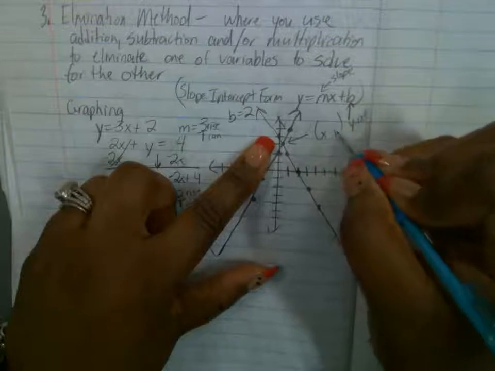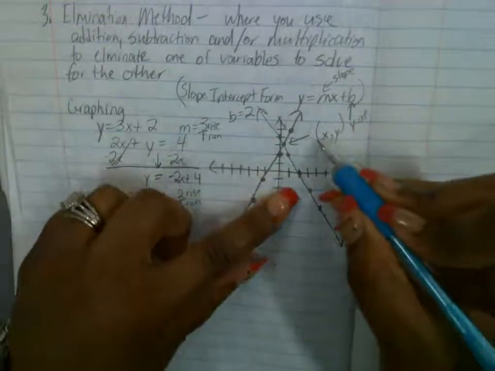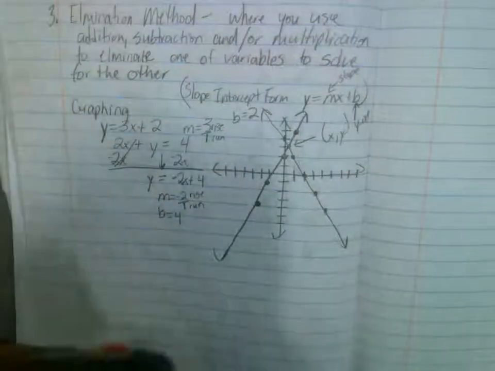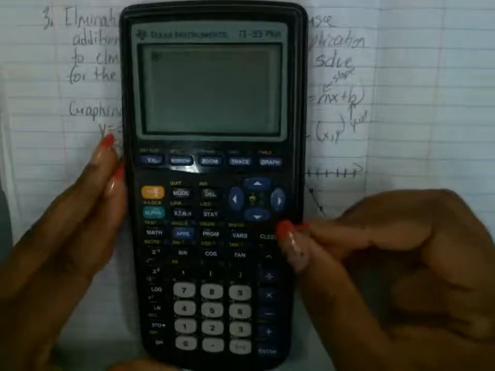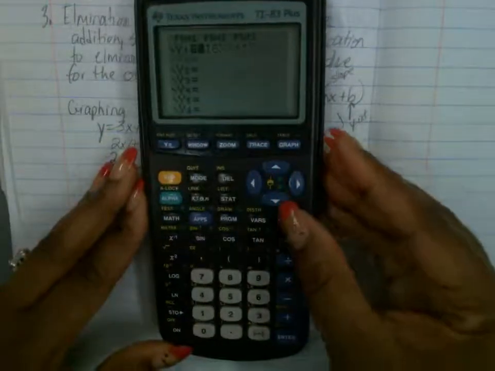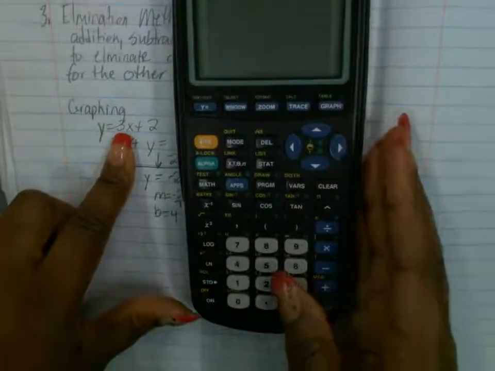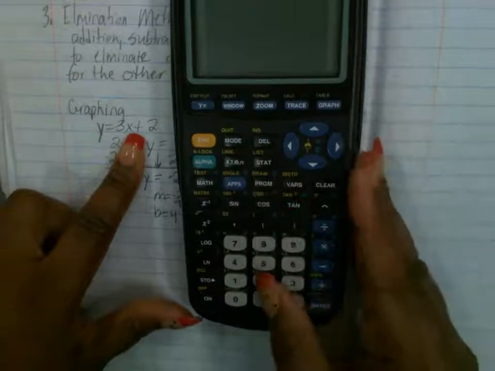Whatever this X and Y point is going to be your solution. If it's hard to identify, you can go to your calculator and type in both equations, 2nd plus 7, 1, 2. Make sure they're written in slope intercept form because it's not going to work if it's not.